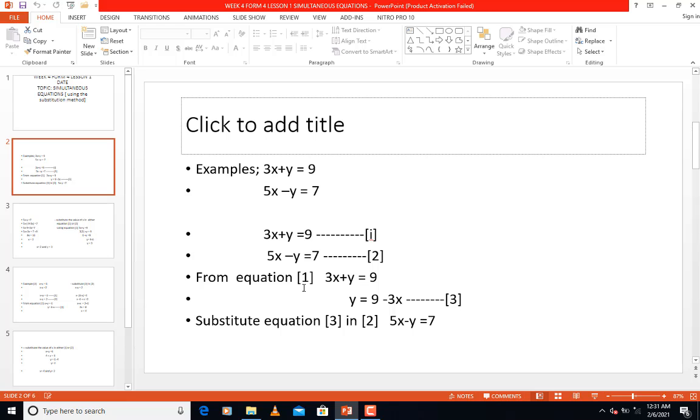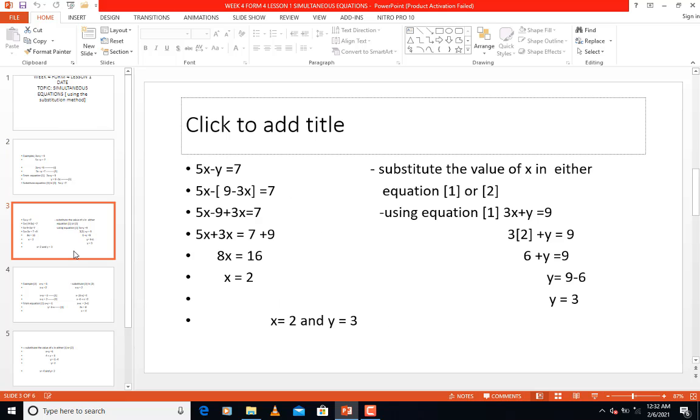So here I used equation 1 to make equation 3, so I'm now substituting equation 3 in equation 2. Now equation 2 is here. From equation 3, y is equal to 9 minus 3x. So in equation 2, where there is y, remove y and put the value of y, which is 9 minus 3x. Now you can see I've removed y and put the value in. Now remove the brackets.